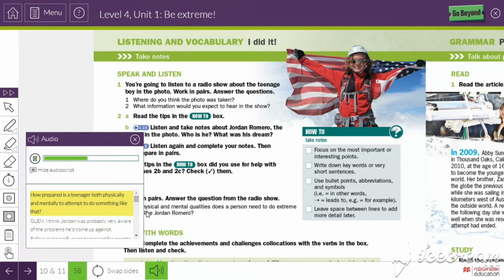How prepared is a teenager, both physically and mentally, to attempt to do something like that? I think Jordan was probably very aware of the problems he'd come up against. Before climbing Everest, he trained for months. Apart from the problems you normally encounter when you climb a mountain, there's very little oxygen at the top of Everest, so it's extremely hard to breathe. He had to be prepared. And mentally? Jordan said the toughest challenge he had to face was being away from home for so long.